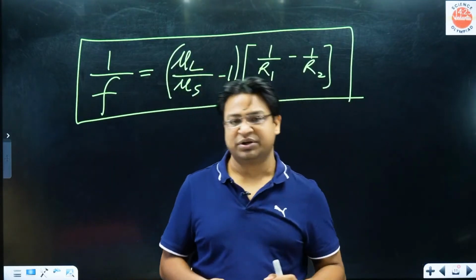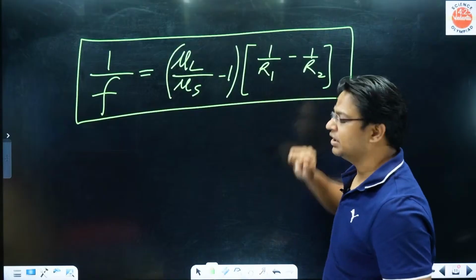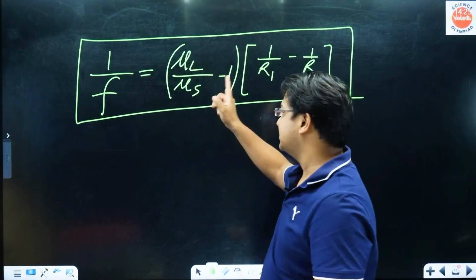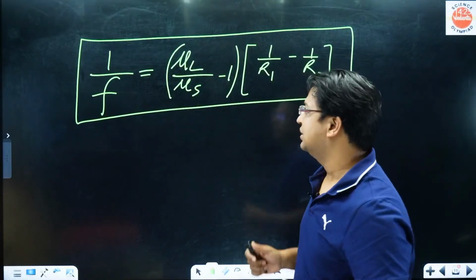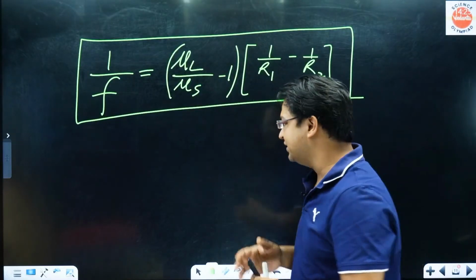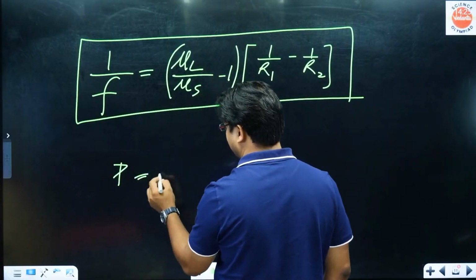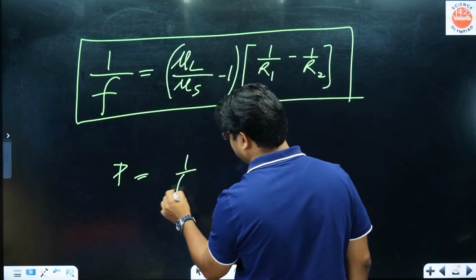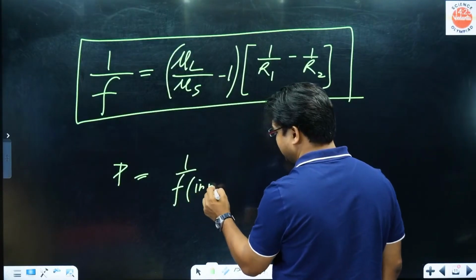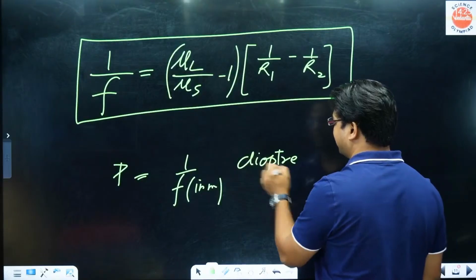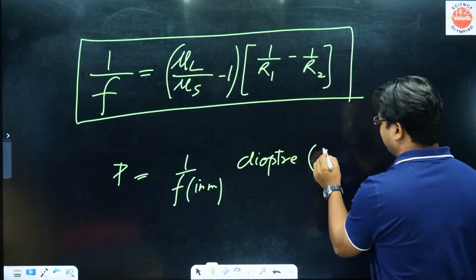So if you know the geometry, by geometry I mean if you know R1 and R2, the radii of the two surfaces, and if you know the refractive index of the lens as well as the surrounding medium, then you can calculate the focal length of the lens. And there is something called power of a lens. It is defined as 1/f. F is to be in meters, and that gives us the power in a unit called diopter. It is indicated by capital D.